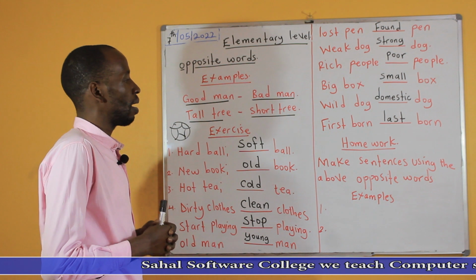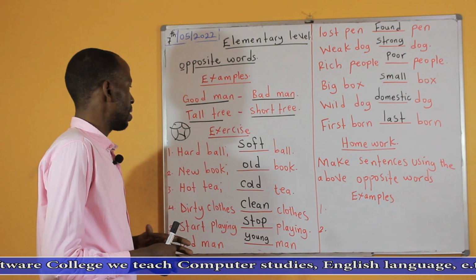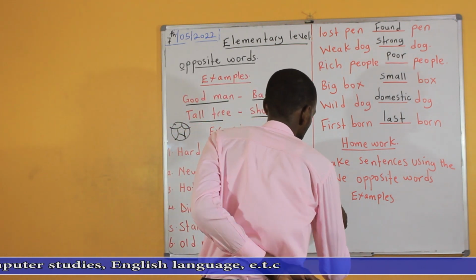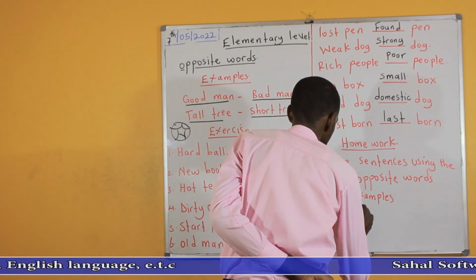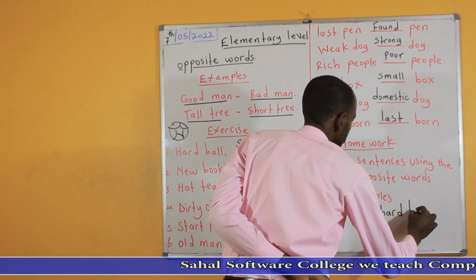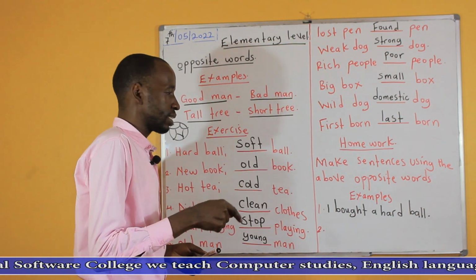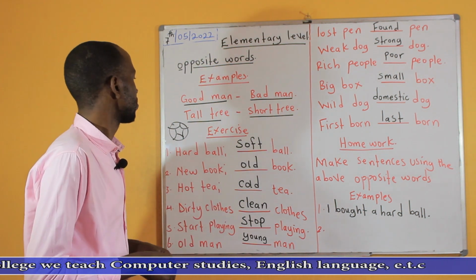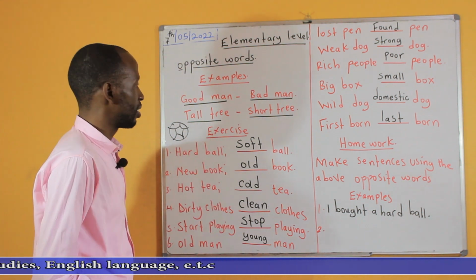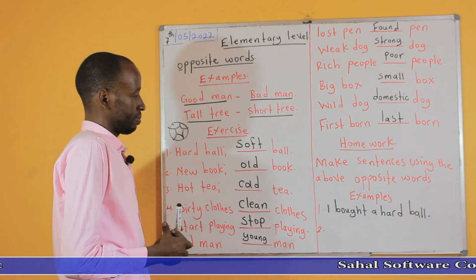Make sentences using above opposite words. What do I mean? For example, hard ball, soft ball. I can say, I bought a hard ball. I want you to put subject and verb, and you make a sentence, because I want you to learn how to make sentences. I bought a hard ball.